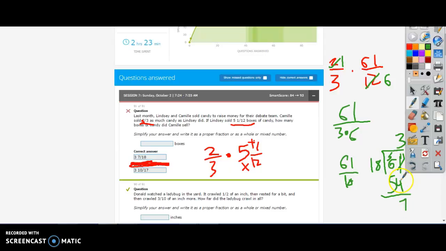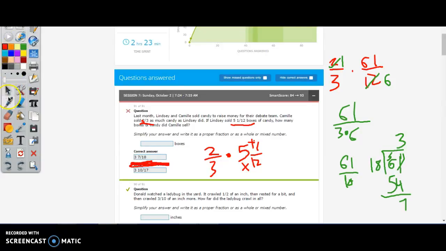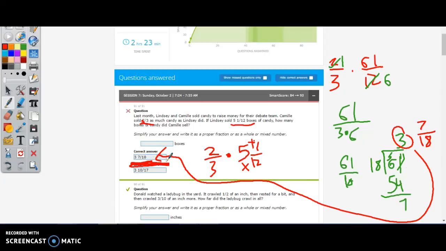7. So I know that I am going to be left with 3 wholes, and 7, because that 7 is my remainder, out of 18. 3 and 7/18. Okay, this is just one way that you can use the analytics to review your answers.